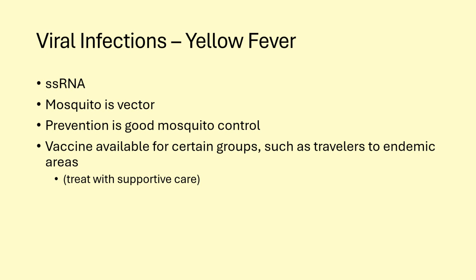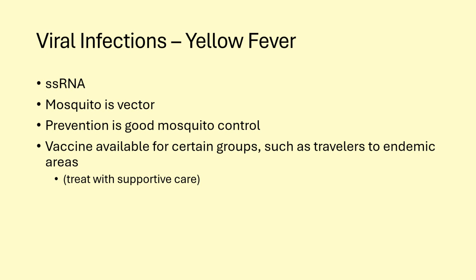Yellow fever is caused by a single-stranded RNA virus. The mosquito is the vector for it. Prevention, we've done a wonderful job on decreasing the number of cases of this by having good mosquito control, mosquito abatement programs. This is one thing with diseases where there's a vector. If you can somehow inhibit the vector, stop the vector, then you stop the transmission.